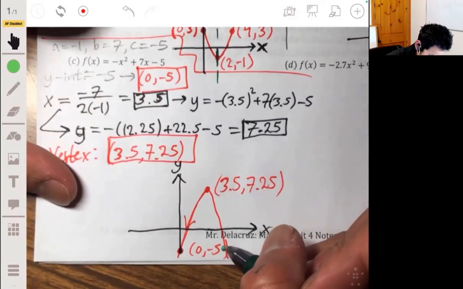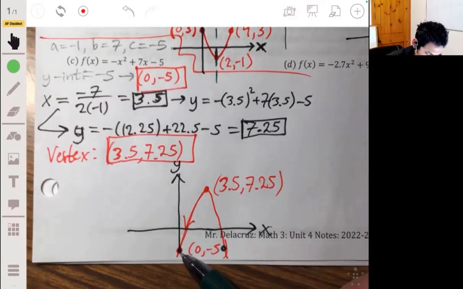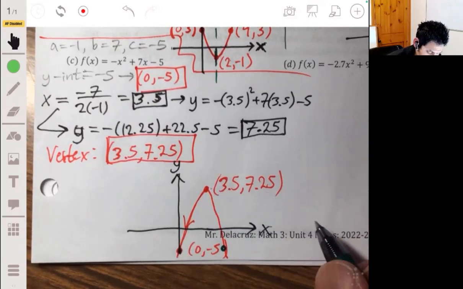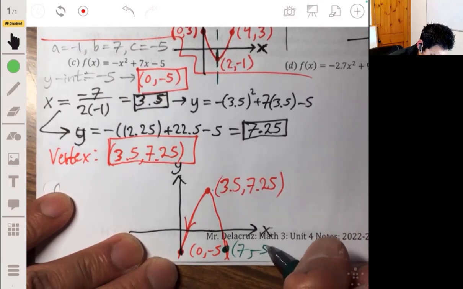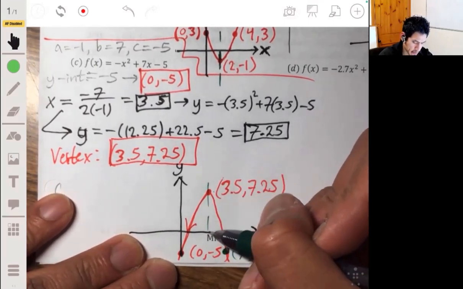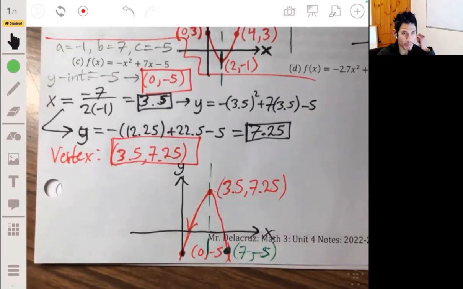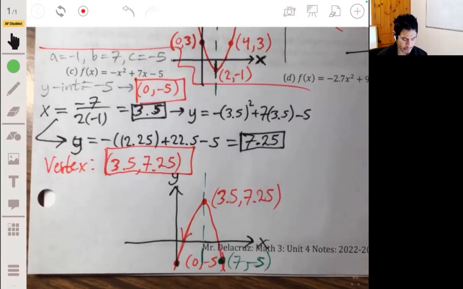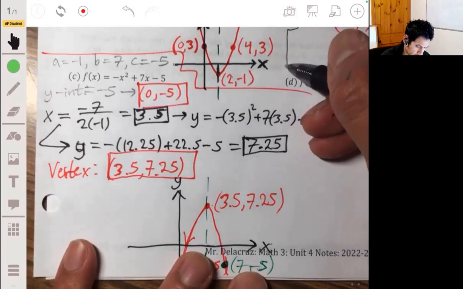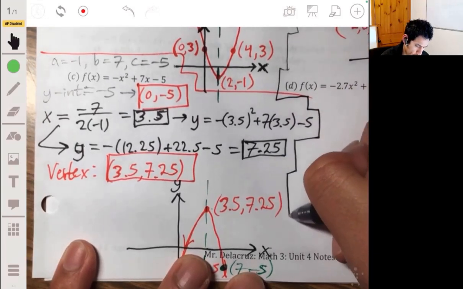On this side, let's see if you can get this. It's 3.5 to the left over here, 3.5 to the right over here. On this side, it'll be 7, -5. Axis of symmetry. Cool. All right, one more of these guys for now.